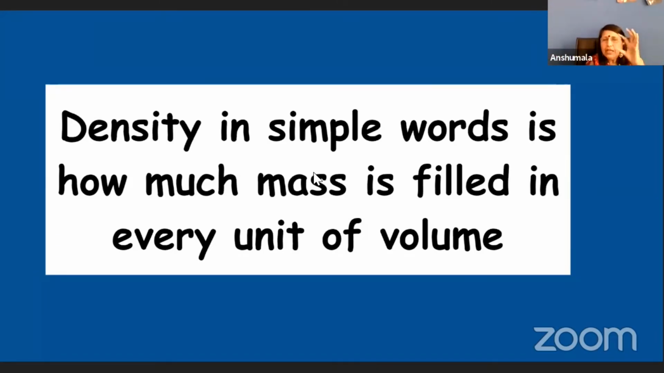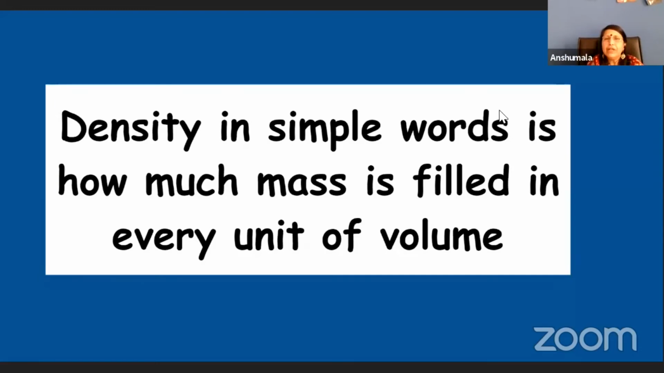So when we are saying every unit of volume of that thing, how much mass is filled there in every unit volume? How is mass distributed throughout the volume, throughout the space? How is it distributed in every small volume? Or rather, you are talking about the denseness of that object, whether it has more mass filled in every small part of that volume, or less mass filled. How much mass is filled per unit volume.